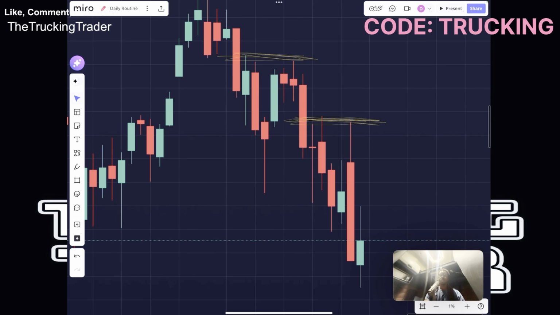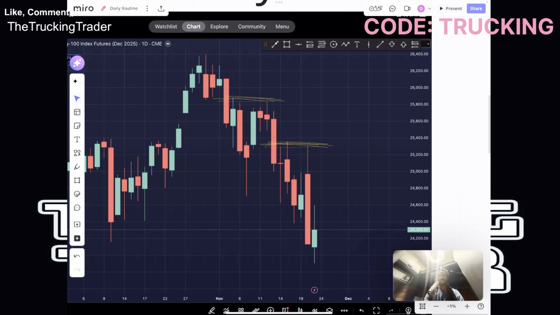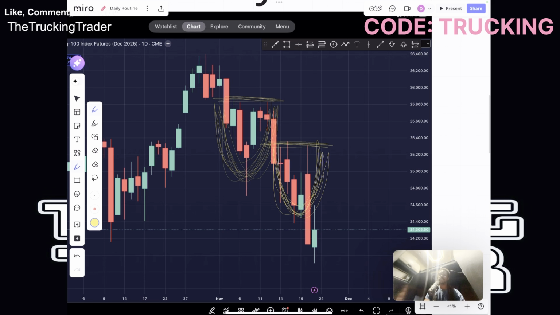When I'm looking for liquidity, I like to look for a pool of liquidity. So a pool of liquidity is going to look something like this. You see this? It's like a little U shape in here. That's a pool. Think of a pool as a big cup. That's why ICT teaches you to look for relative equal highs and relative equal lows, because that's where the pool of liquidity is going to be created.